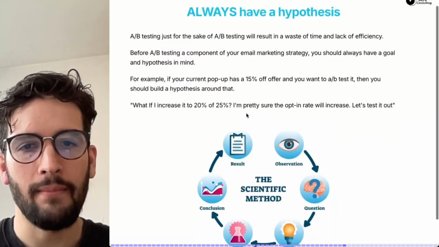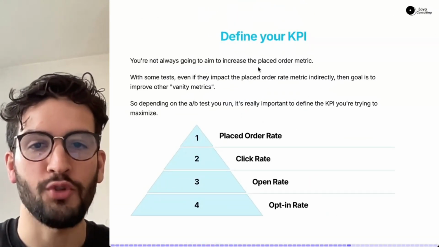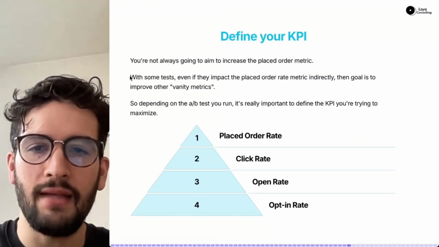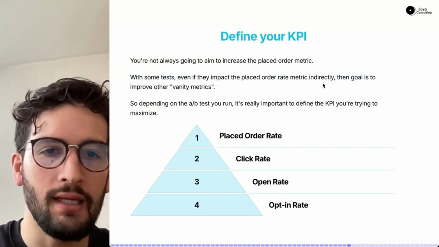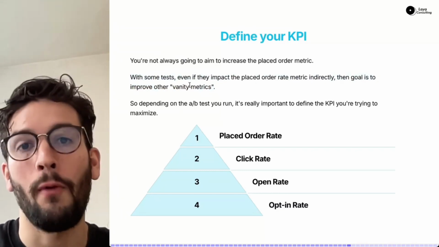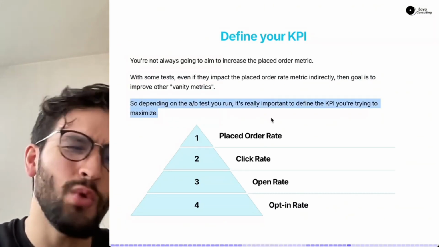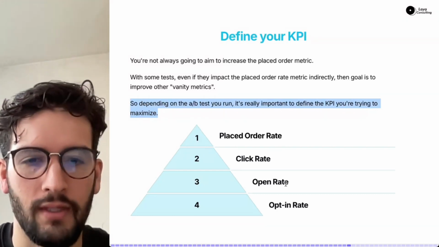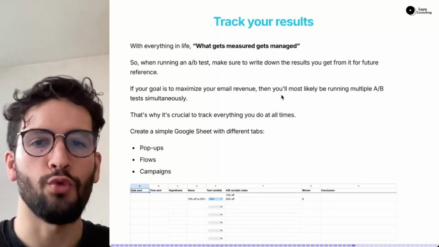And then after that, make sure that you define your KPI. You're not always going to aim to increase the place order metric or revenue metric, right? With some tests, even if they impact the place order metric indirectly, the goal is to improve other vanity metrics. So depending on the A/B test you run, it's really important to define the KPI you're trying to maximize. It could be place order rate, click rate, open rate, opt-in rate, or whatever it is, okay?